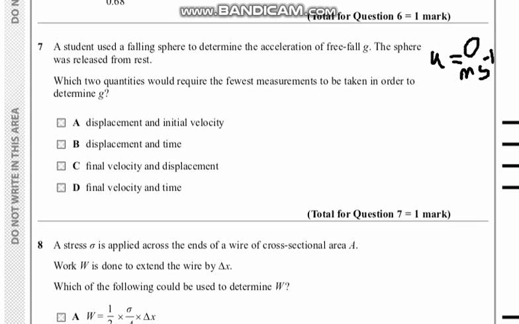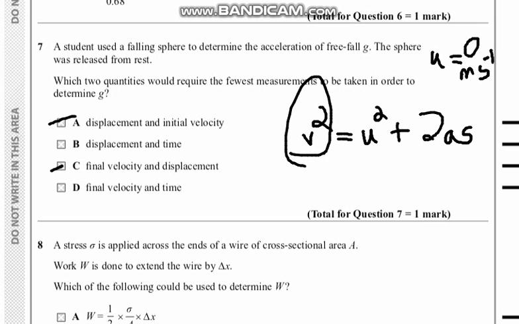If you take one of the SUVAT equations to find g, we can clearly see this equation will be required to find g or the a value, and they say that we should require the fewest measurements to be taken. There is no t, so we just cancel out these options. And B and D are left. Final velocity, obviously we have to find the final velocity, with the speed at which the sphere drops, and B is a strong contender, so B will be our final answer.